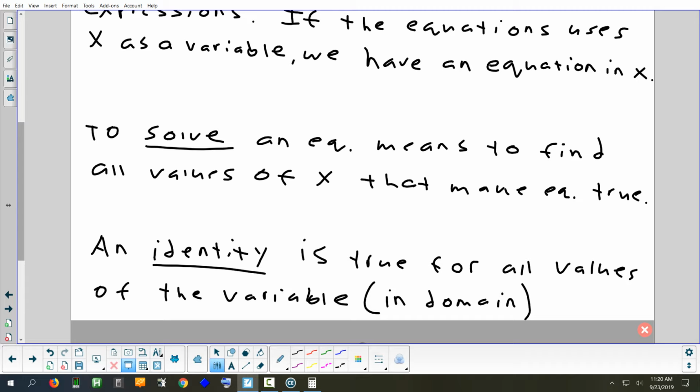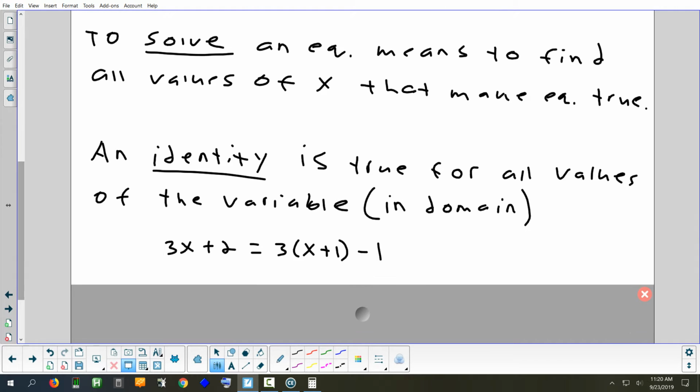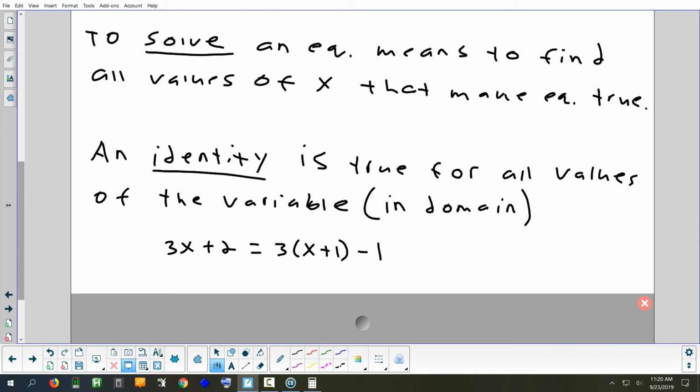So remember, an identity is a special kind of equation that is always true. Right? It's an equation that when you solve it, you figure out that, wait a minute, x could be anything, and this equation always works. That's an example of an identity.